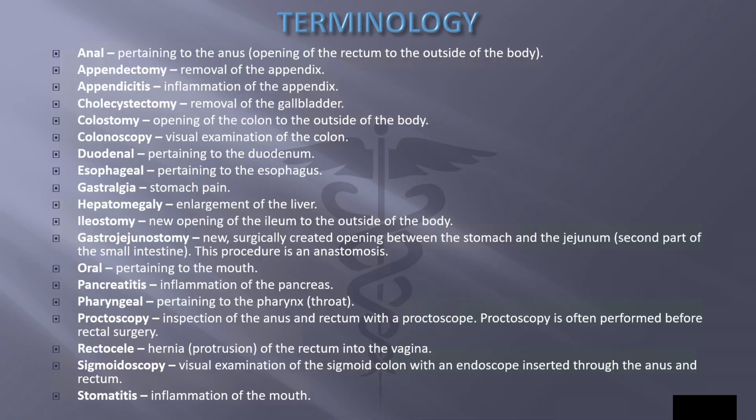Our terminology, we have our combining forms, meanings, and then our terms. First, we have ano, which means anus. Anal means pertaining to the anus, the opening of the rectum to the outside of the body. Next, appendo means appendix. Appendectomy is removal of the appendix. Appendico also means appendix. Appendicitis is inflammation of the appendix. Cholecysto means gallbladder. Cholecystectomy is removal of the gallbladder.